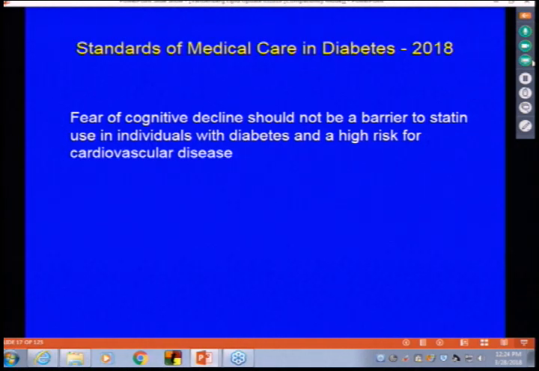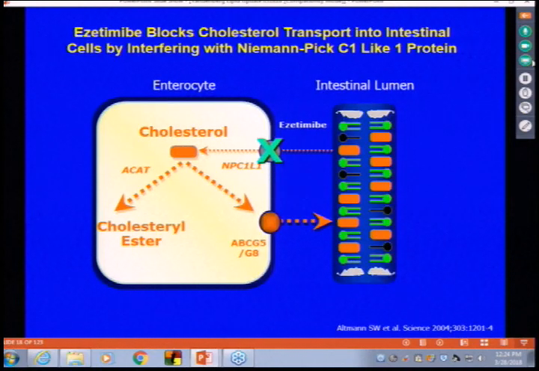The new Standards of Medical Care in Diabetes was issued a couple months ago by the ADA, and they made a statement: fear of cognitive decline should not be a barrier to statin use in individuals with diabetes and a high risk for cardiovascular disease. So a number of studies didn't show any change with the statins, but there are these anecdotal reports, and it's out there.